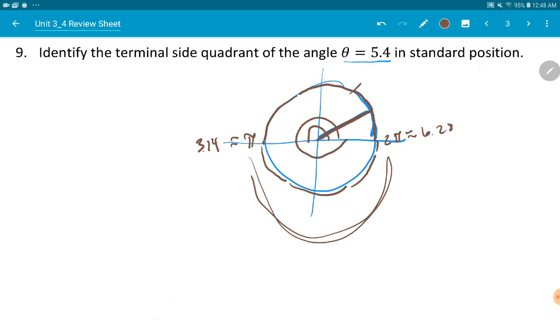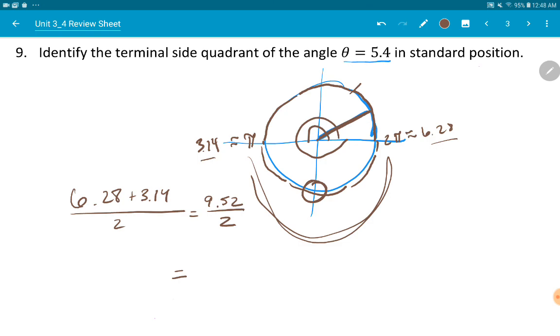So the question is, what's this angle, to see if 5.4 is greater or less than it. So to find that angle, I want that halfway point between 6.28 and 3.14. So I can find that by taking the average. Adding those two together gives me 9.52, and then taking half of 9.52.